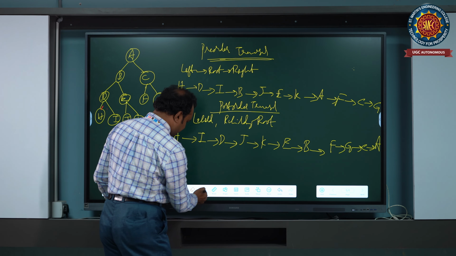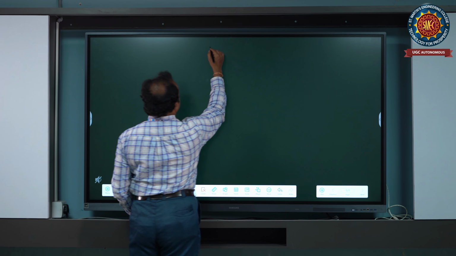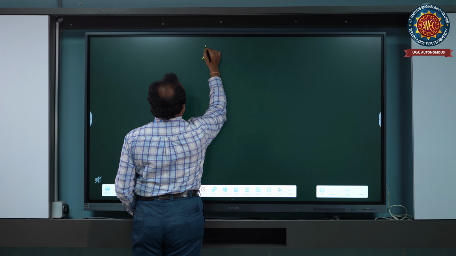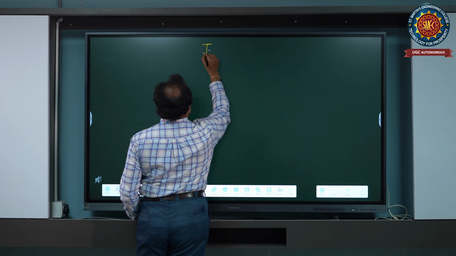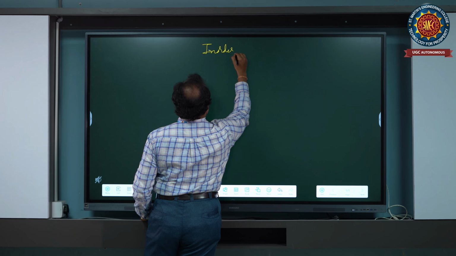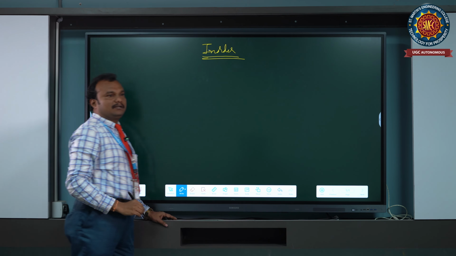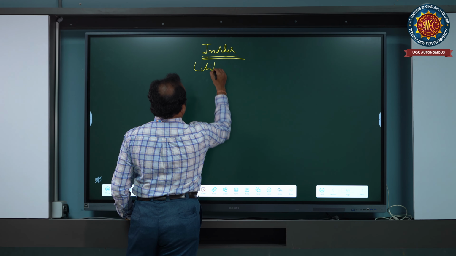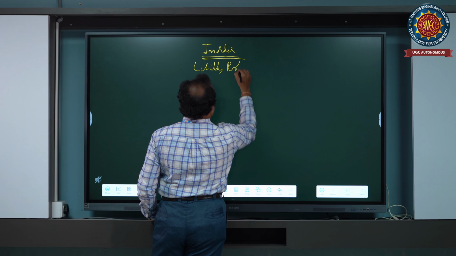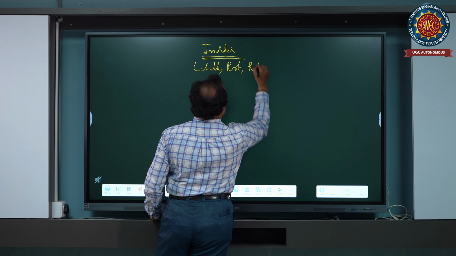Then coming to the in-order traversal. According to in-order traversal, the visiting order will be left child, root, right child.